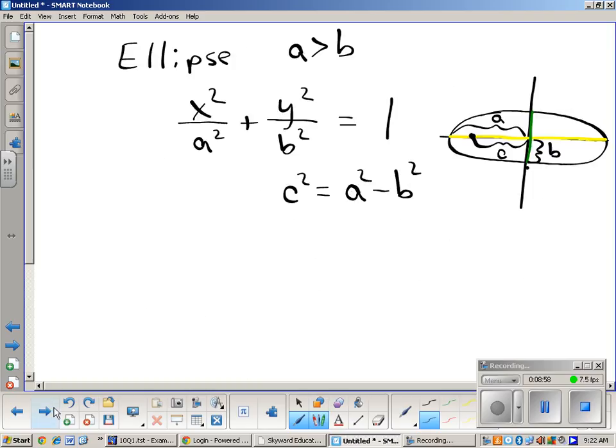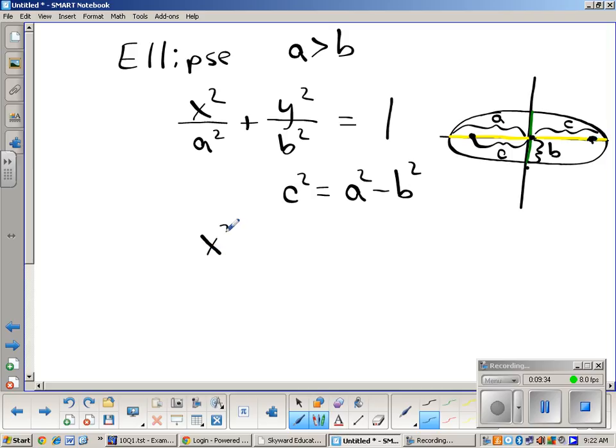Remember, with an ellipse, there are two focus points, and so they're called foci. And C is that distance. C is the distance from the center to the focus, or to the foci, for focal. Now that was when the major axis is horizontal.